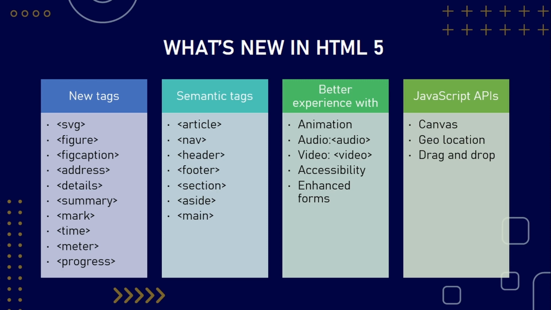All these new features in HTML5, new tags, new semantic tags, better experience, and JavaScript APIs, are going to be covered in this tutorial series on HTML and CSS for beginners. We are going to go through all the features from HTML 1.0 to HTML 4.0, which are still currently supported in the latest version of HTML, which is HTML5. In addition to that, we are going to cover all these new features in HTML5 so that by the end of this tutorial, we are good and fully grown developers.